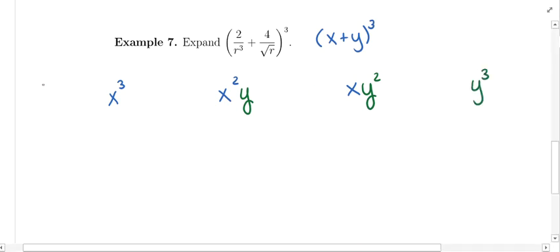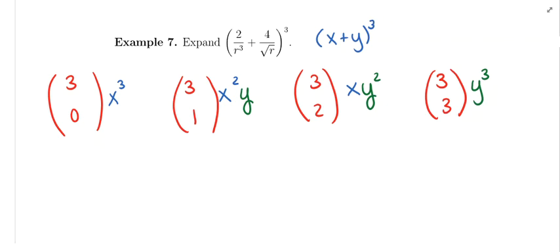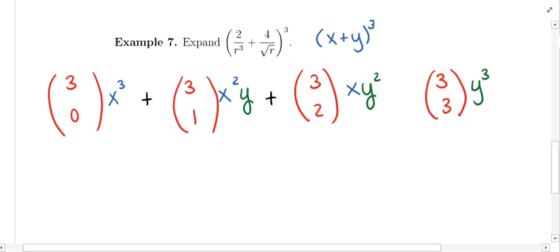We'll go ahead and put our binomial coefficients. Each of these will have a 3 on the top. And then we'll put the bottom numbers in. The first binomial coefficient will have a 0, and then we'll increase all the way until 3. And then we're adding in the middle, so there will be plus signs here. Now we just need to find our binomial coefficients, and we will have the expansion for (x + y) raised to the third power.